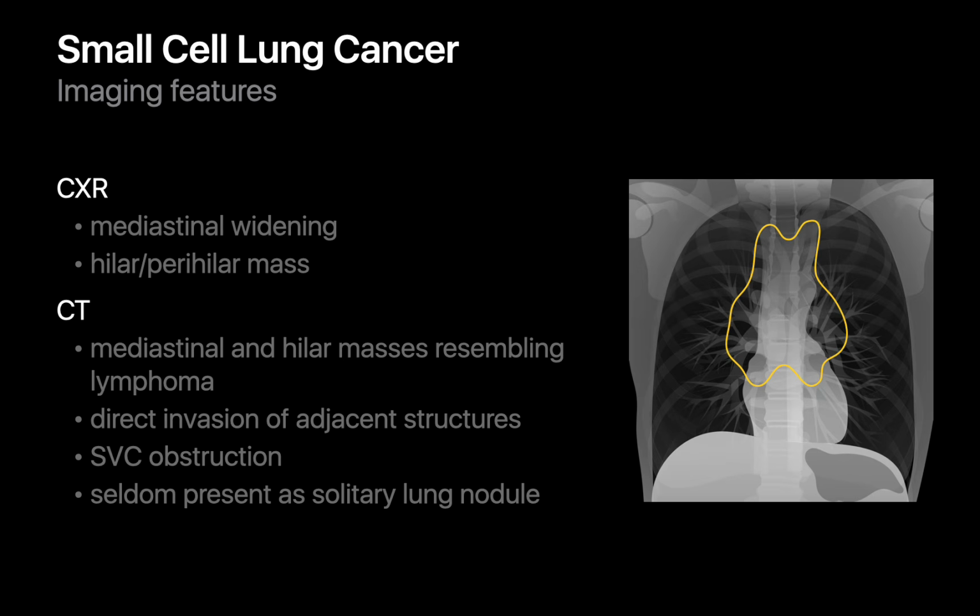Small cell lung cancers are characteristically central in location. Because they're so central, they have excellent access to the hilar and mediastinal lymphatic network, allowing them to spread rapidly, resulting in masses throughout the mediastinum and hila that often resemble lymphoma. On chest radiography, mediastinal widening and hilar enlargement or masses are typical findings, while on CT, you may even see direct invasion of mediastinal and hilar anatomy and mass effect on structures such as the SVC.